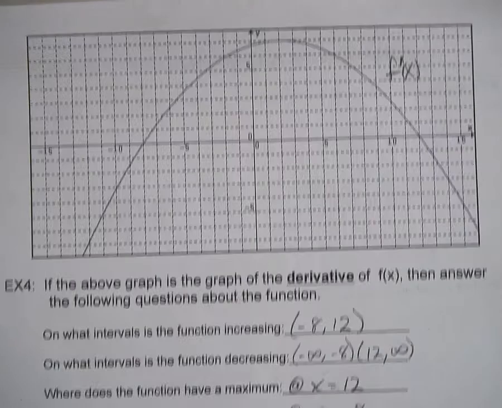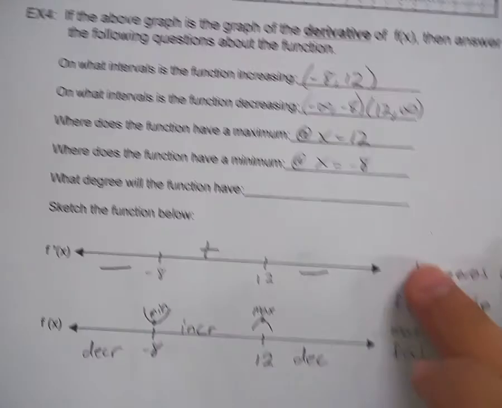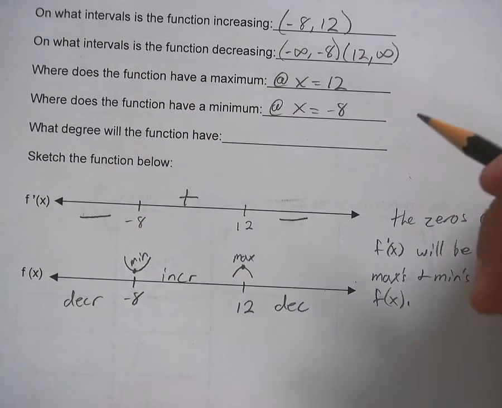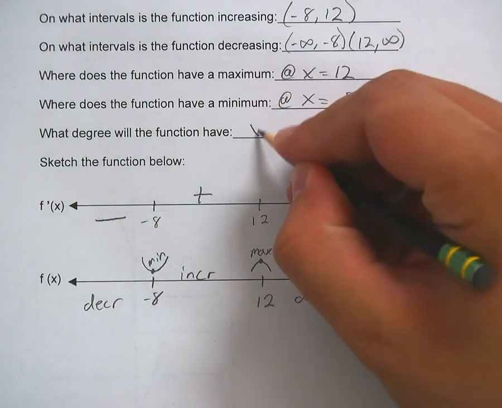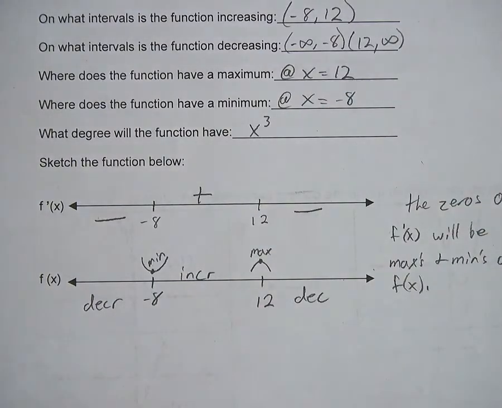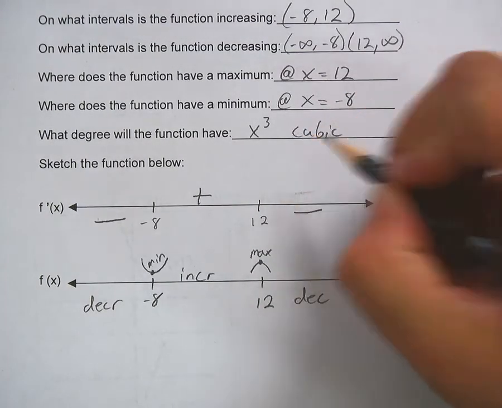If you look at the shape of the derivative here, what shape is that? Well, it's a parabola. And if that's a parabola, what degree is it? It's a second degree, degree 2. So what degree will the original have? If the derivative is x squared, then the function itself will be x cubed. It's always 1 more. Remember, we also call that a cubic function.